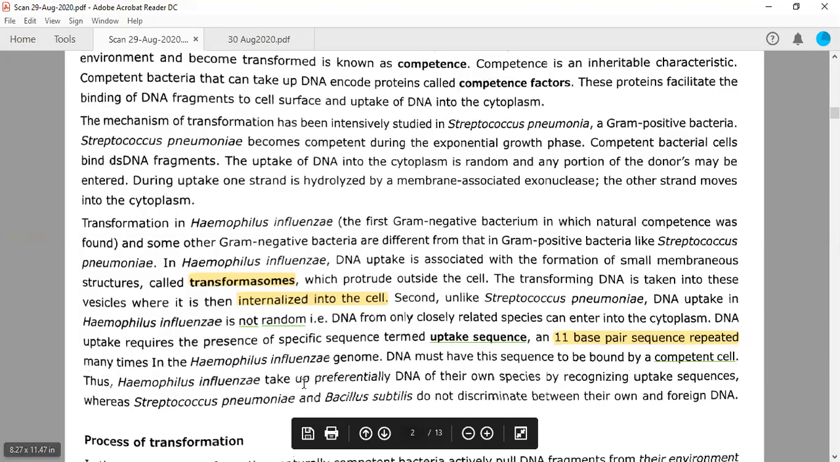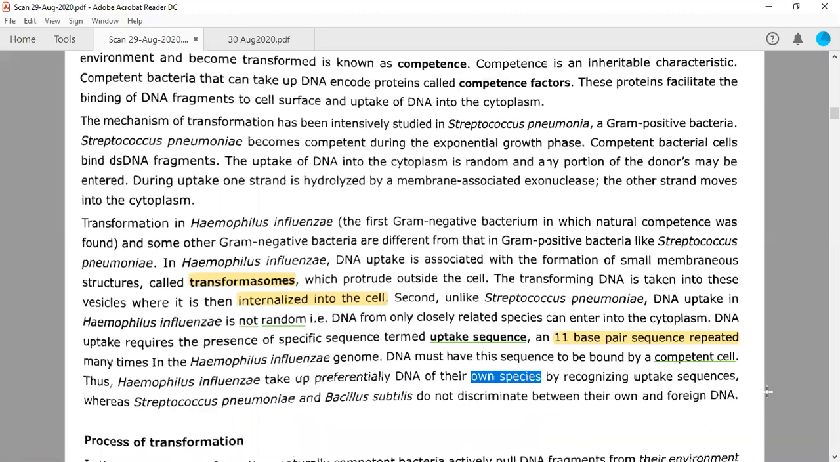Thus, Haemophilus influenzae takes up preferentially DNA of its own species by recognizing these uptake sequences, 11 base pair repeats. Whereas Streptococcus pneumoniae, gram-positive, and Bacillus subtilis, gram-positive, do not discriminate between their own and foreign DNA. So now you are able to understand that this transformation is different in gram-positive and gram-negative bacteria.